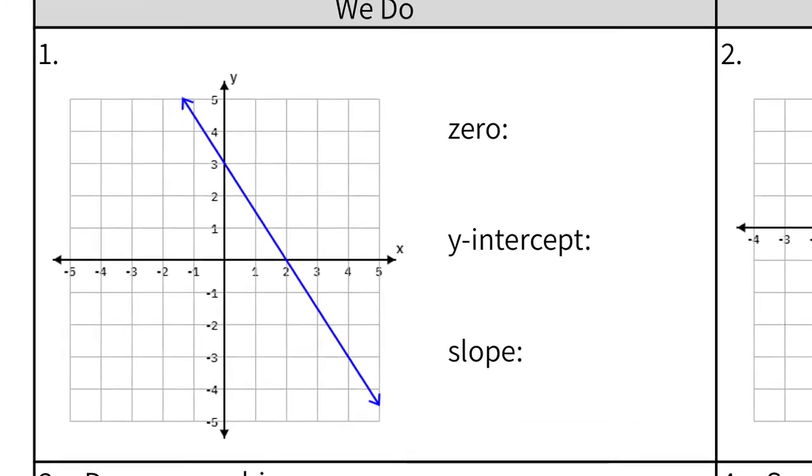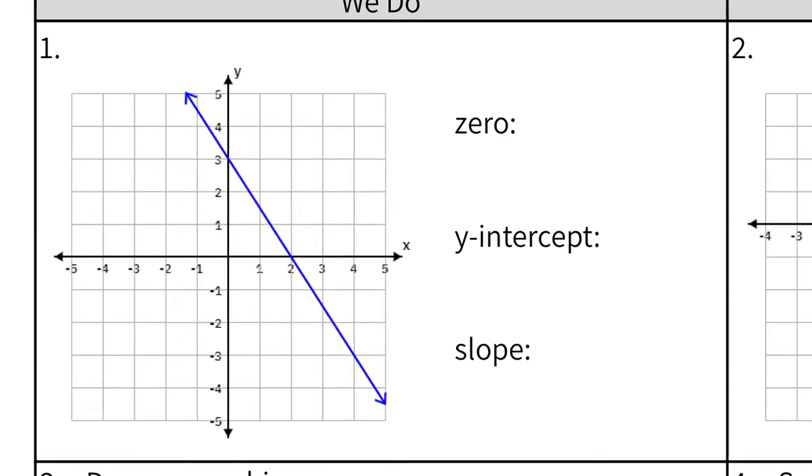So we're given a graph, and then it says 0, y-intercept, and slope. They want us to identify all 3 of these attributes. So 0, we haven't really used that word too much in class, but it's just another word for x-intercept. So you're going to look at the x-axis, find where it crosses. So this one crosses at the 2. That is the 0 of the graph.